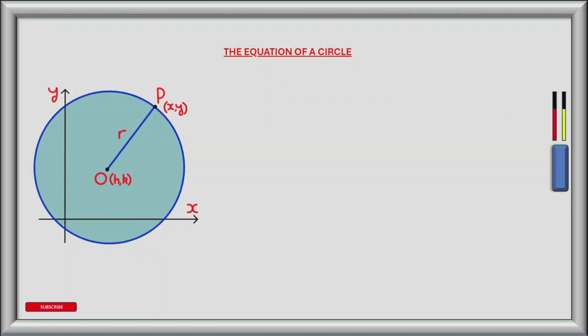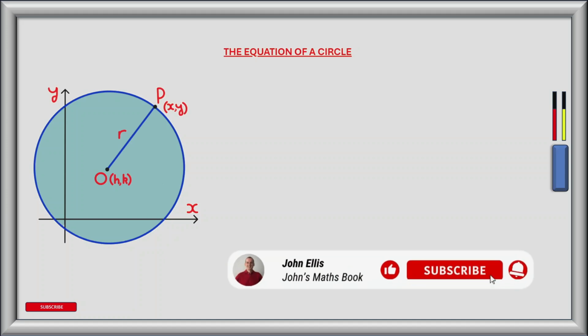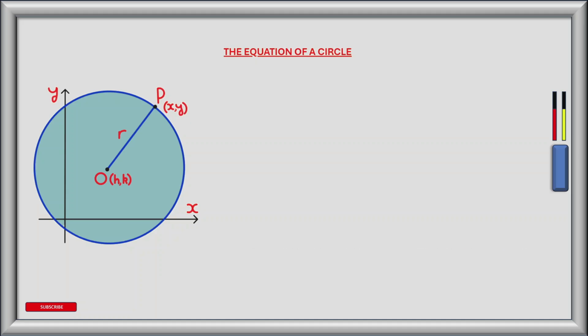Let's suppose we have a circle with a radius of r and its center is at point O with coordinates x equals h and y equals k. Let's also suppose some point P exists on the perimeter of the circle with unknown coordinates x and y. With just this information, we'd like to formulate the equation of a circle. But how do we do it?